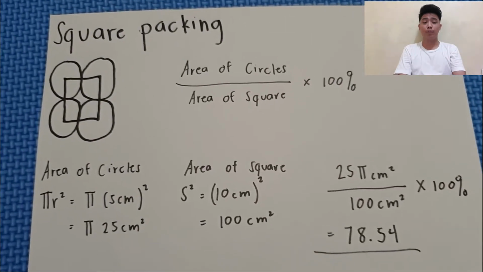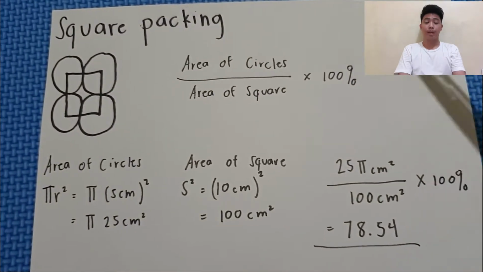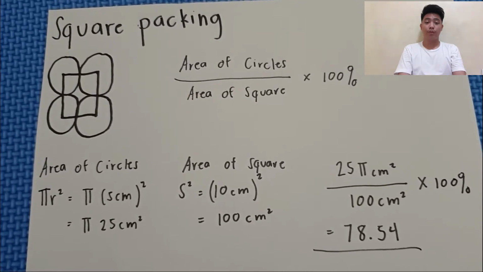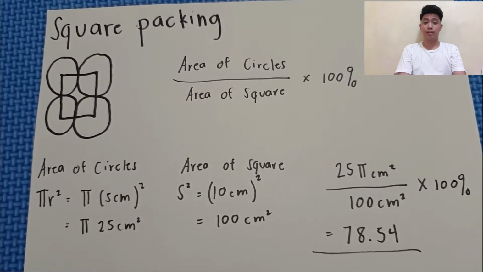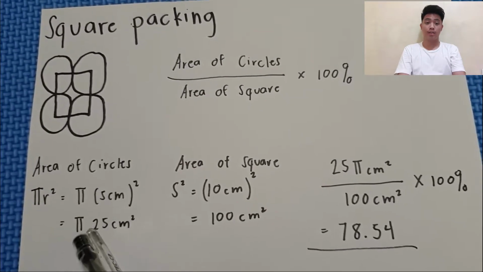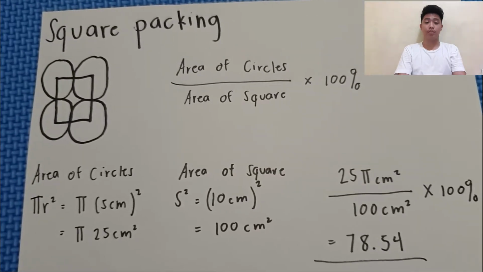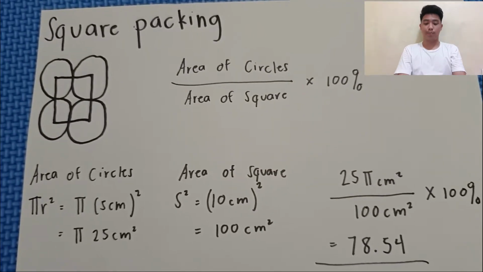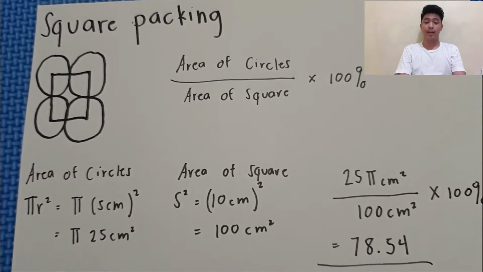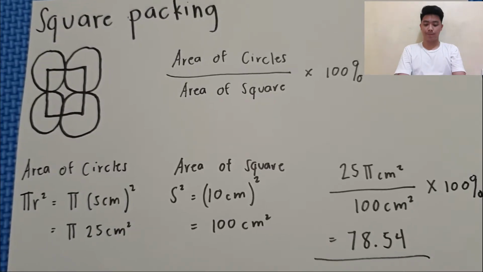So we have a formula of area of circles over area of square times 100%. First, we will have to get the area of circles. The formula is pi r squared. r is given, which is 5. So you just have to substitute. Pi times 5 centimeters squared, you will get an answer of 25 pi centimeters squared.